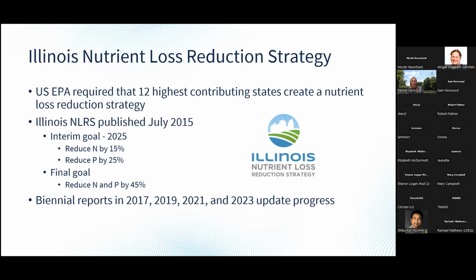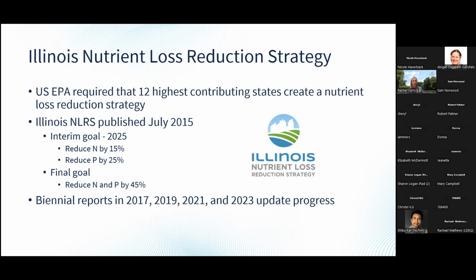And in our original report, we set out goals, and we have our interim goal to reduce nitrate nitrogen by 15% and total phosphorus by 25% by 2025. There's a final goal to reduce the amount of nitrogen and phosphorus by 45%. Now, since the plan was released in 2015, we've had 3 biennial reports that have been published, and we have a 4th one coming out a little bit later this year.